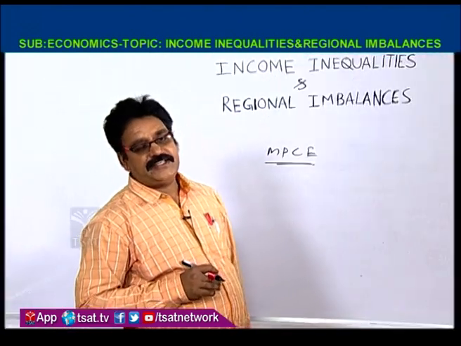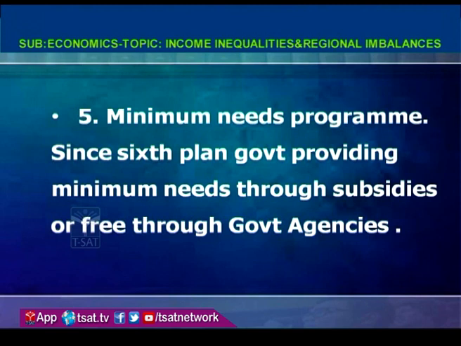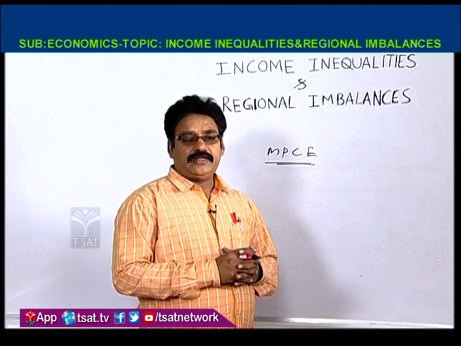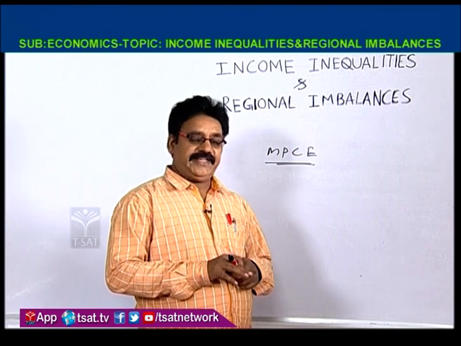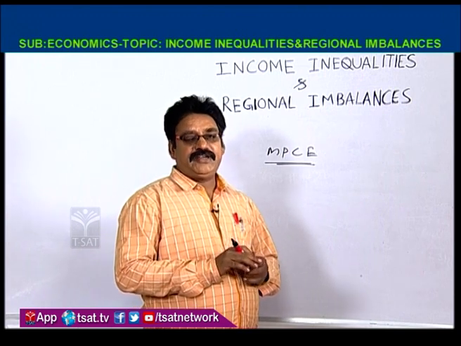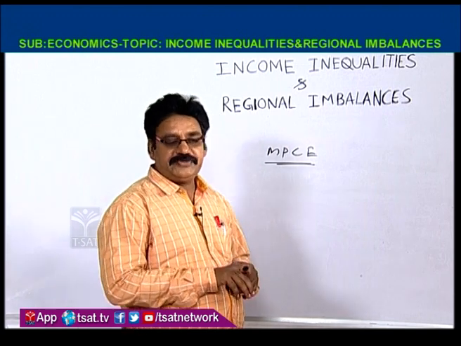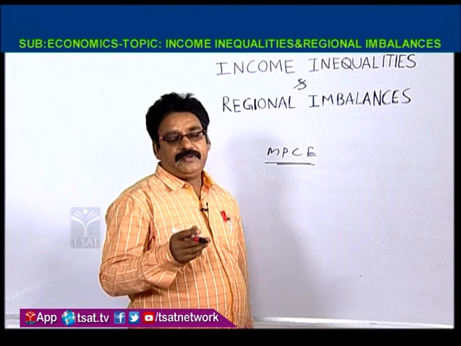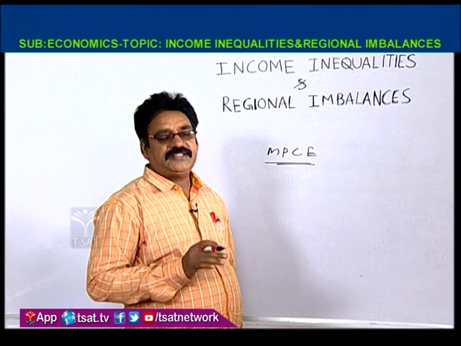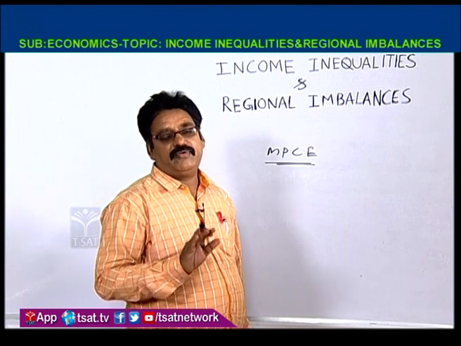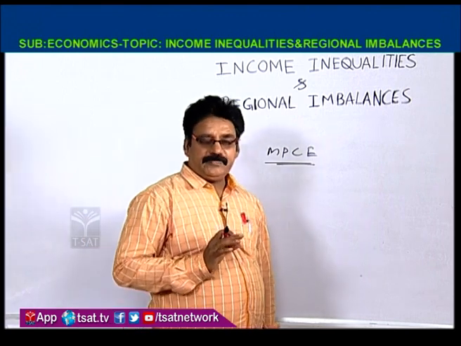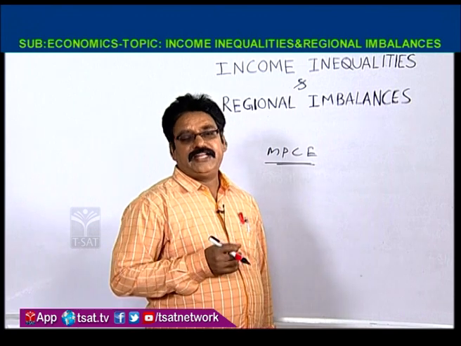The fifth remedial measure, minimum needs program. Since the sixth plan, government is providing minimum needs. We can observe in rural areas and even in towns also, under subsidized prices or free through government agencies, public distribution system, with the help of public distribution system, minimum needs are supplied to the rural poor people along with urban poor people. Every month the government is providing minimum needs to the people. In this way they are supporting poor people to encourage them to uplift their income levels.